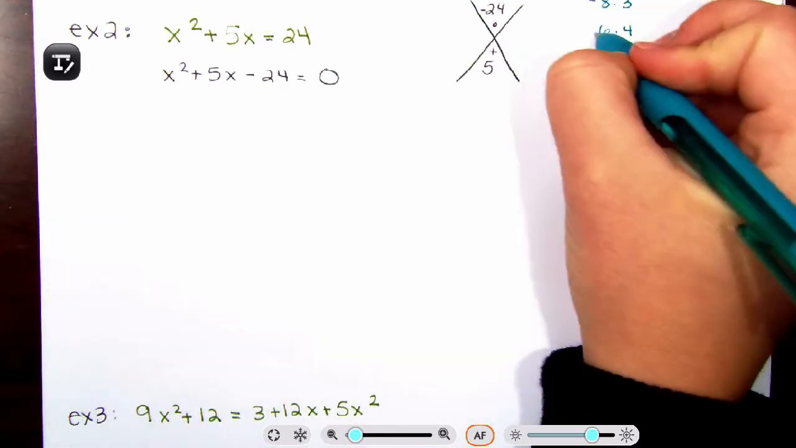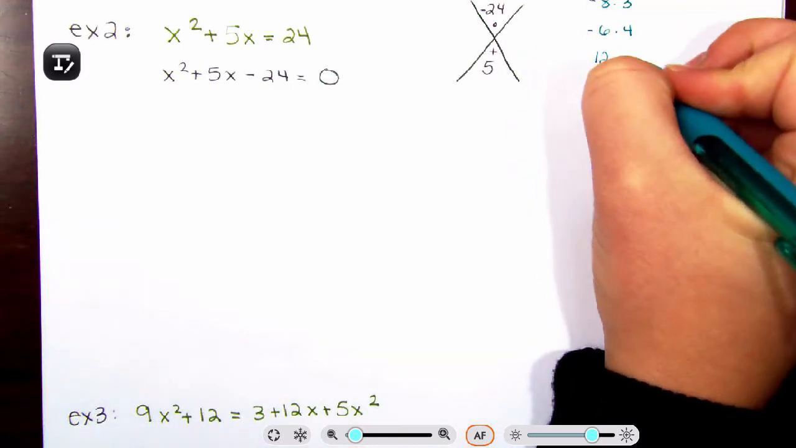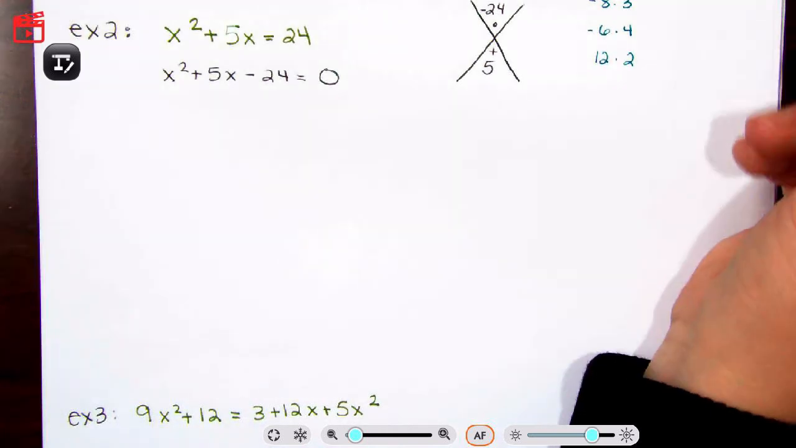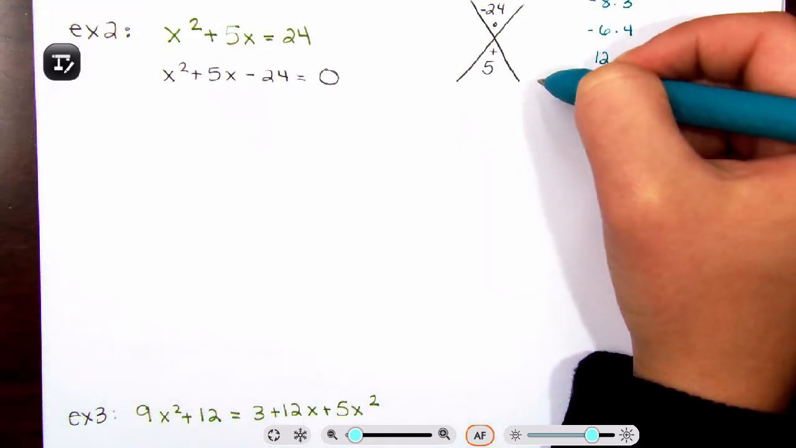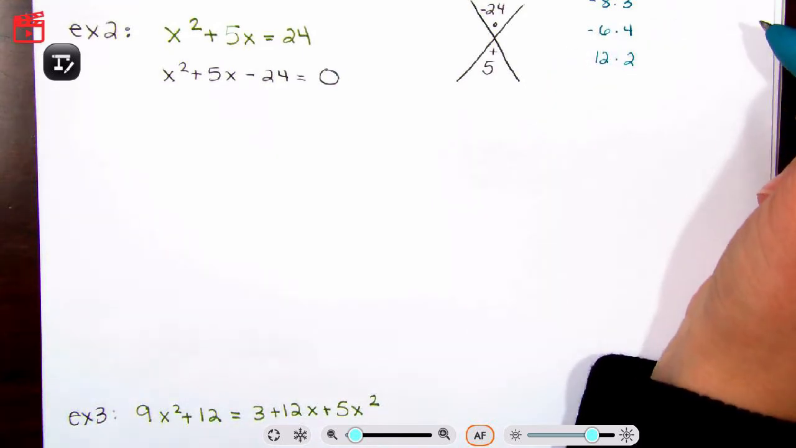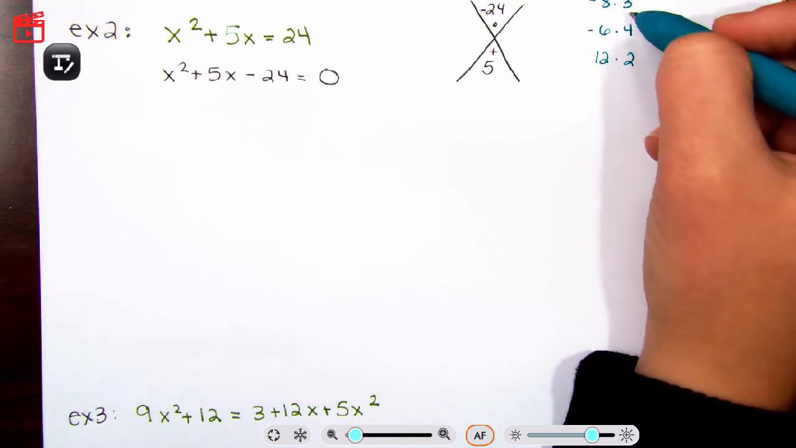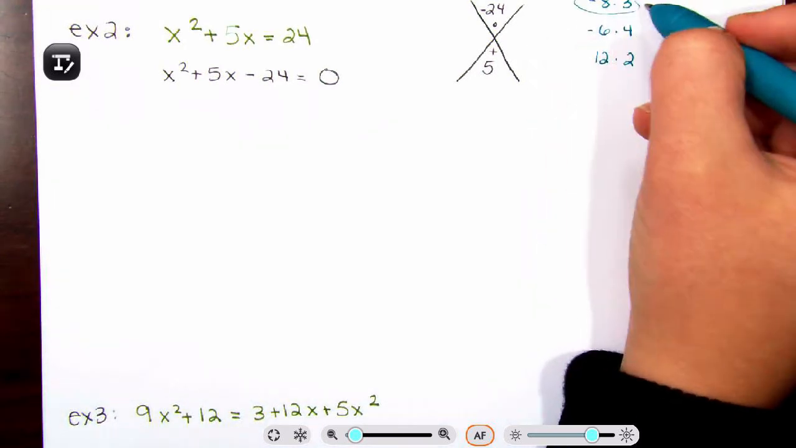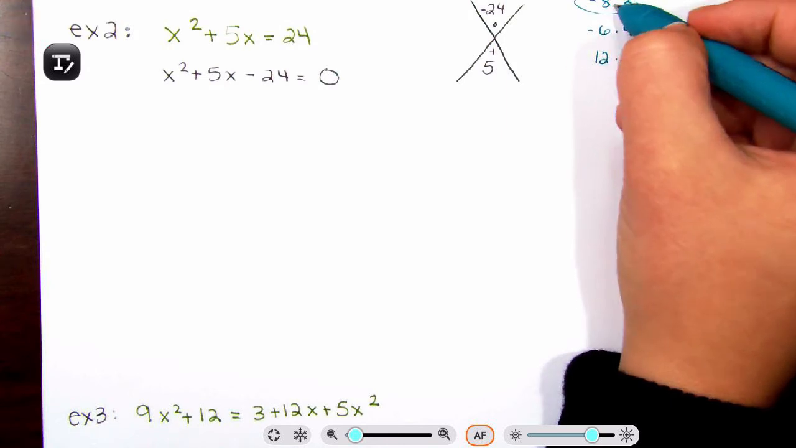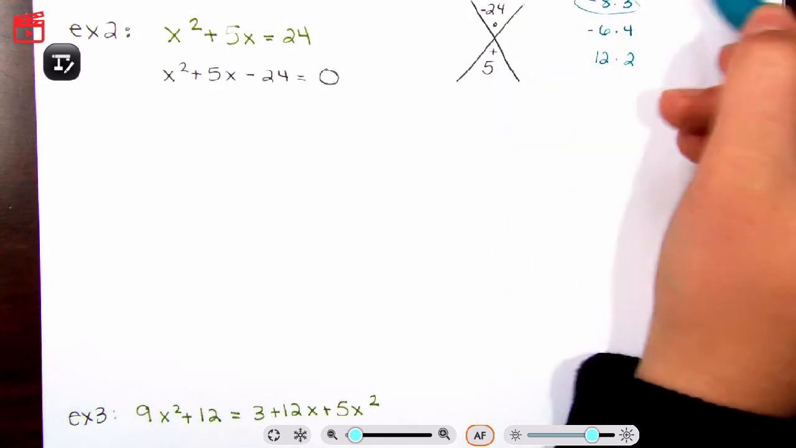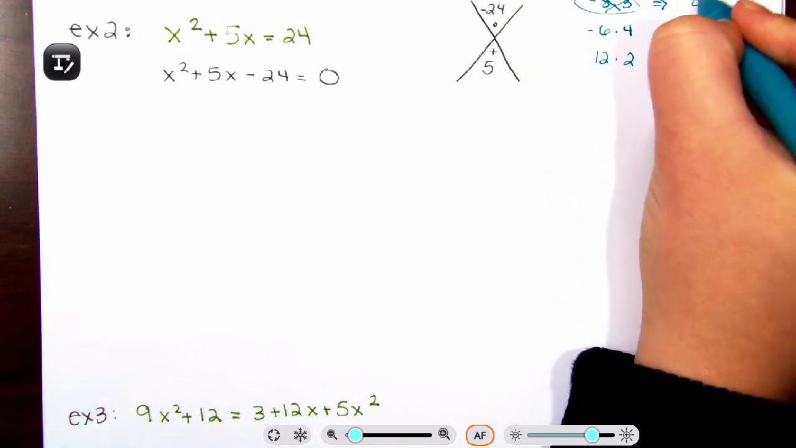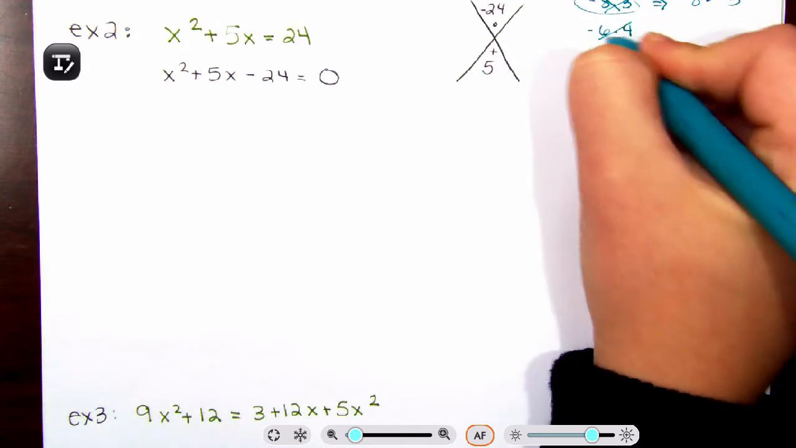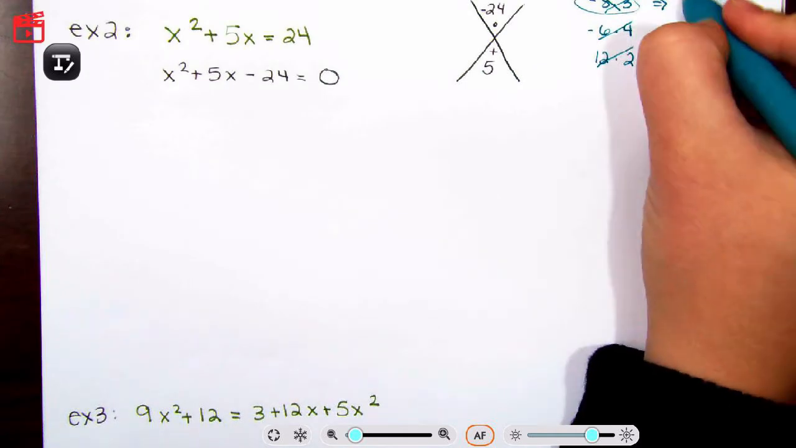So let's see, 12 and 2 is another one. 6 times 4 is 24, but I need it to add to 5, so that won't work. Well, what about 8 times 3? That's 24, but I need 5 to be positive. So let's change that to be positive 8 times a negative 3. This one won't work, that one won't work, but this one will work.